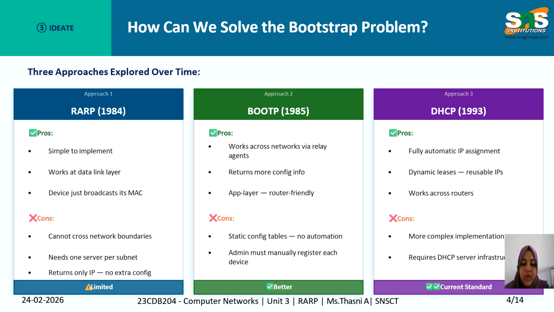Approach two is BOOTP, the boot protocol, from 1985. The pros: it works across networks via relay agents, returns more configuration information, and is application layer and router friendly. The cons: static configuration tables, no automation, and the admin must manually register each device. Approach three is DHCP, from 1993, which is fully automatic IP assignment, uses dynamic reusable IPs, and works across routers. The cons: it is more complicated and requires a DHCP server.